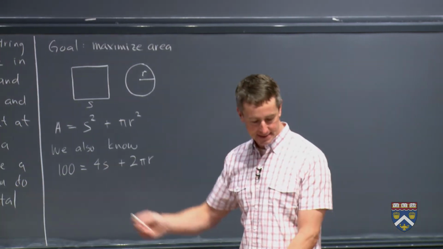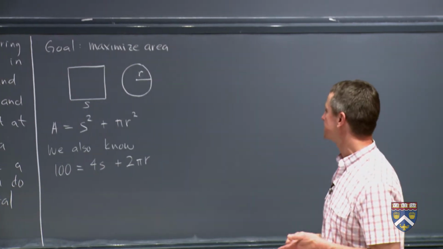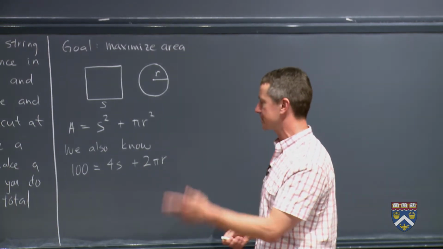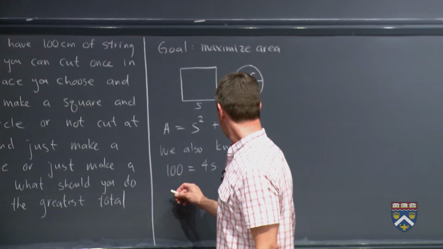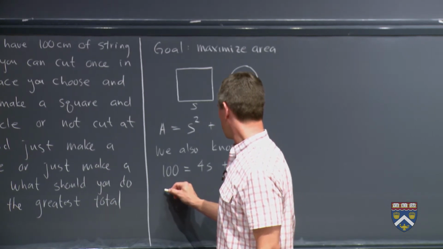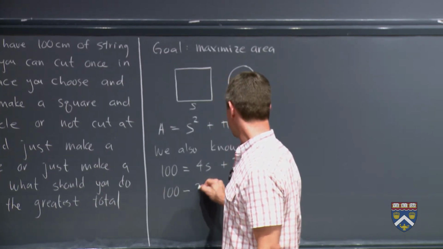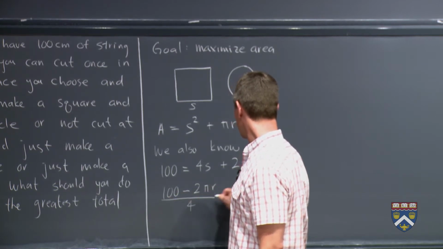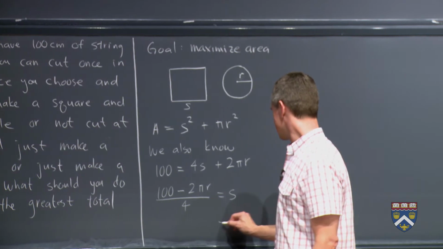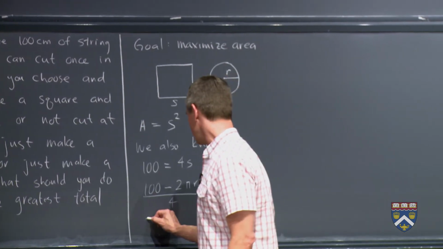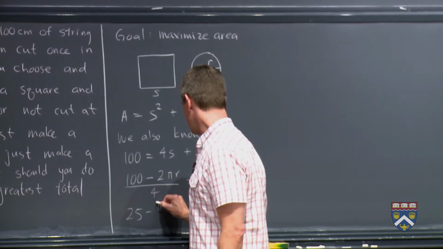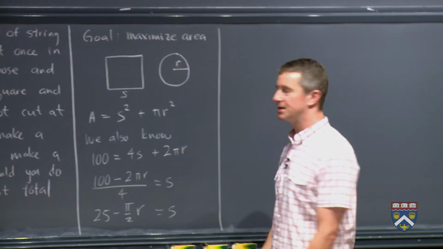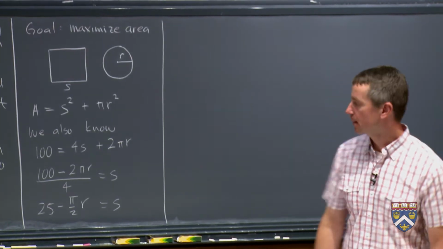Okay, so we've got this, and we would like to solve for one of these variables. It's not apparent which one is easier to solve for, so I'm going to solve for s. So I'm going to get (100 minus 2 pi r) over 4 equals s. So that's the same as saying s is 25 minus pi over 2 r. Neither one is particularly nice to solve for in this case.